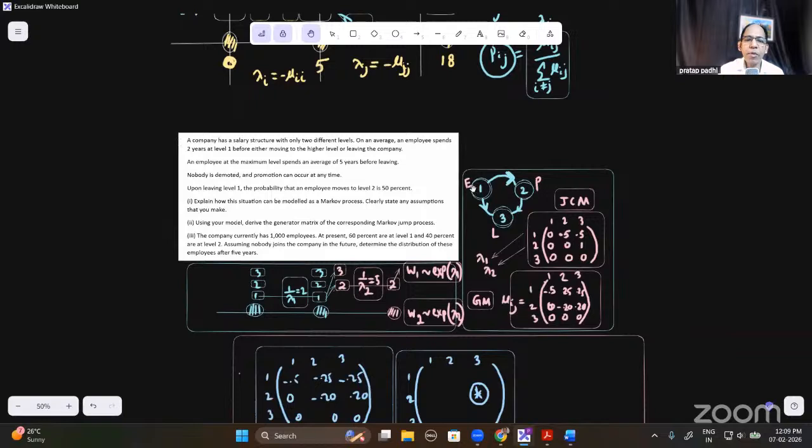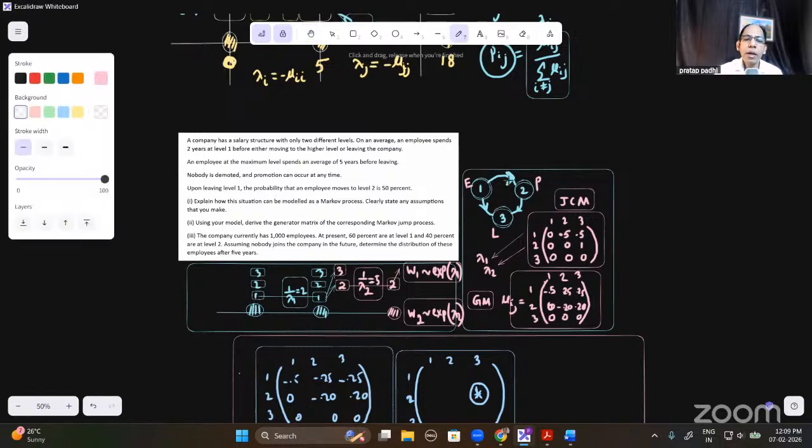This is the state diagram. 1 out of 1 means this one is there. This you can say, 1 to 2, this one is there, or this one is also there. Both are there. So, going out.